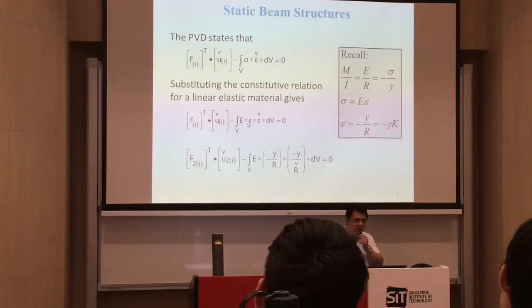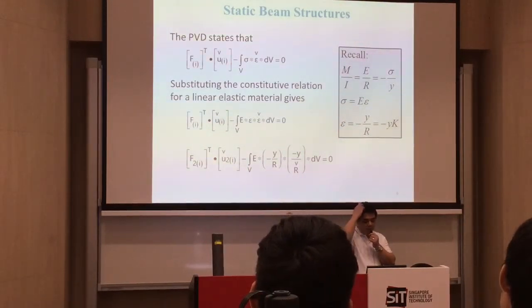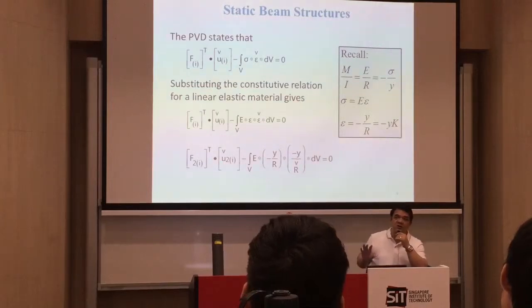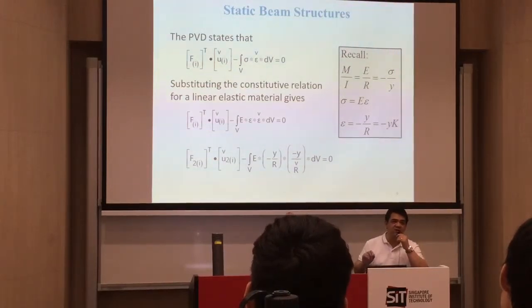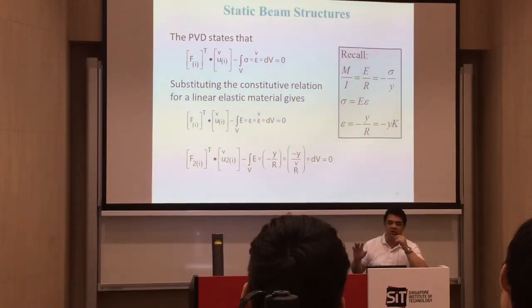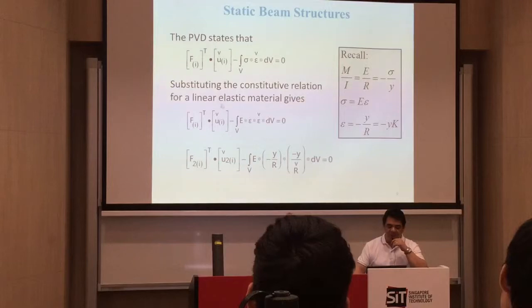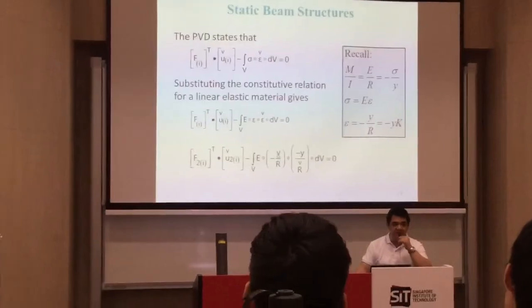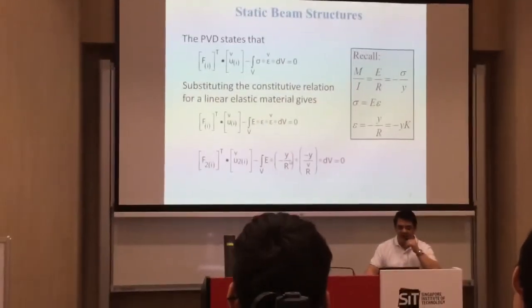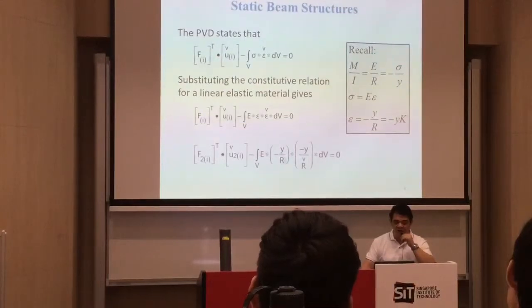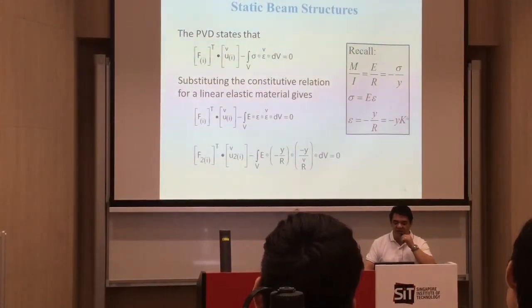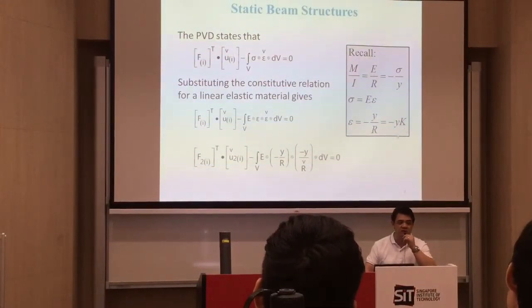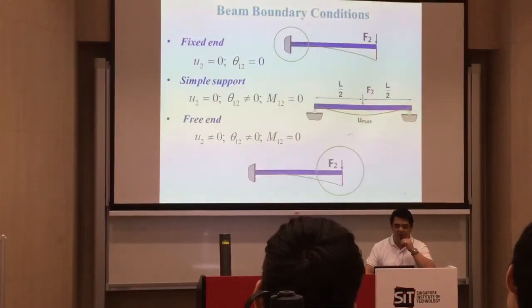Your question here now is, what is your strain? Now, the strain for a bar is straightforward. That's du dx. u is equal to N1 u1 plus N2 u2. But what if you have a beam? Your strain is that y all over r, and r is the inverse of your curvature. What is the curvature?